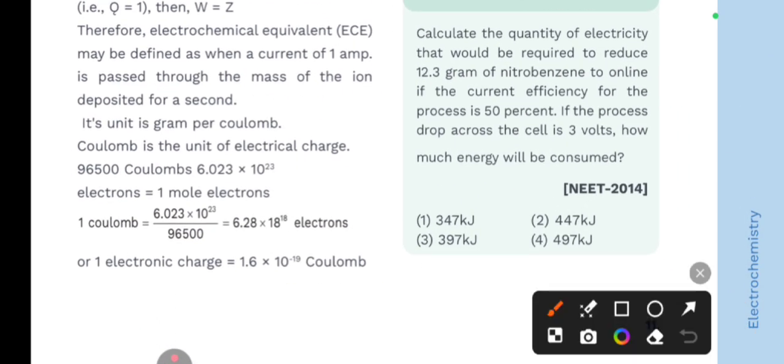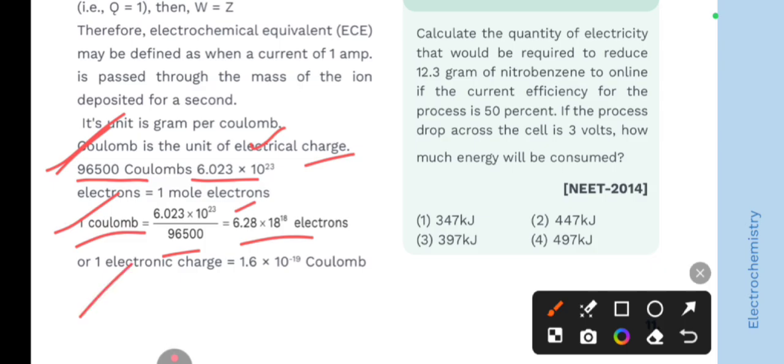So now you can see here, coulomb is the unit of electrical charge. So 96500 coulomb, this much electricity you require to deposit how many electrons? 6.023 into 10 power 23. So how much does 1 coulomb deposit? If 96500 is required to deposit this, then 1 coulomb gives 6.023 into 10 power 23 divided by 96500. Then its value comes out to be this many electrons.